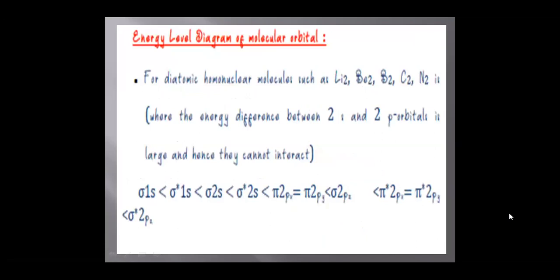Energy level diagrams of molecular orbitals for diatomic homonuclear molecules such as lithium, beryllium, boron, carbon, nitrogen, where the energy difference between 2s and 2p orbitals is large, hence they cannot interact. The order is sigma 1s, sigma star 1s, sigma 2s, sigma star 2s, pi 2px = pi 2py, sigma 2pz, pi star 2px = pi star 2py, and sigma star 2pz.